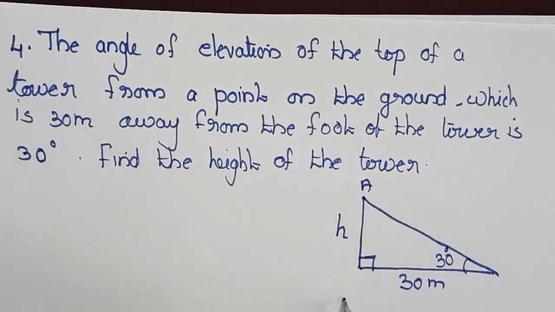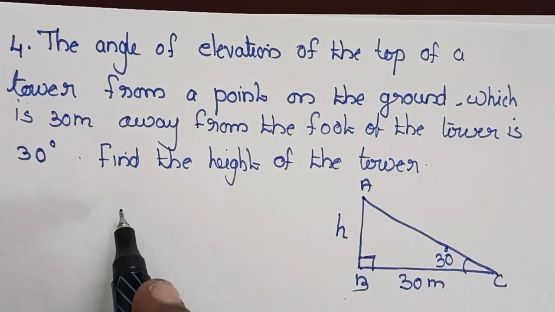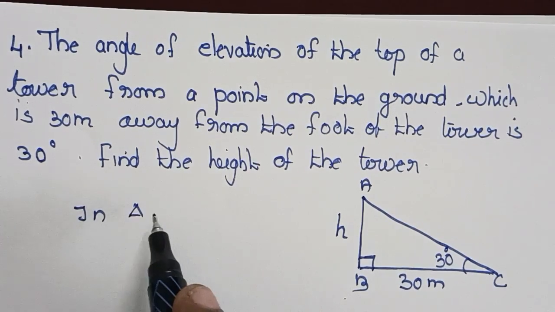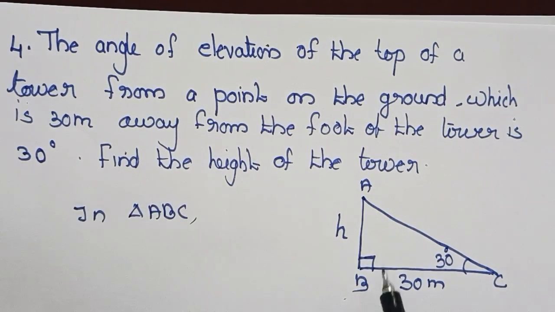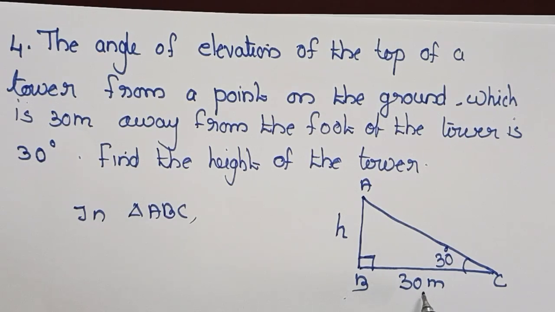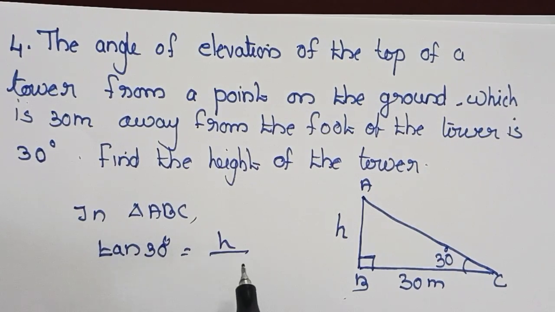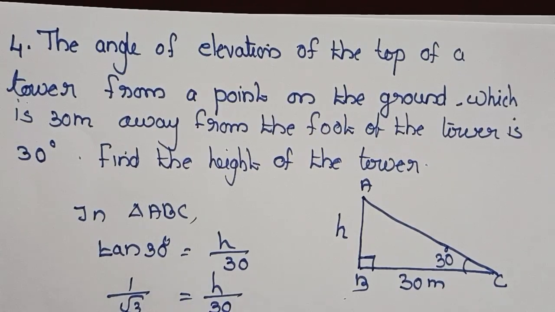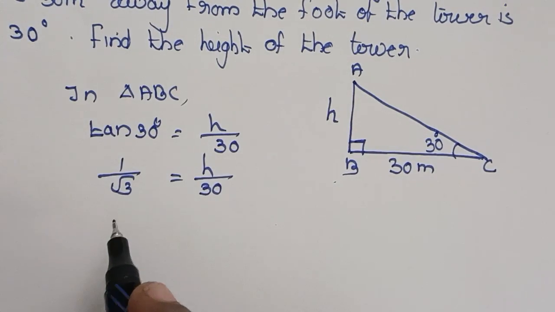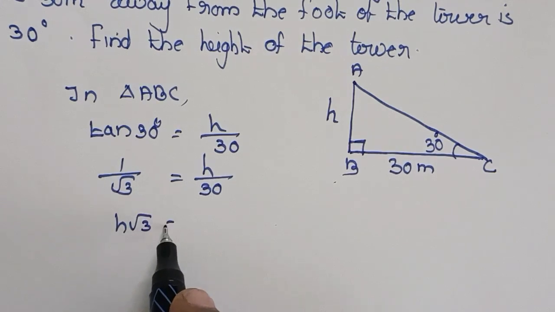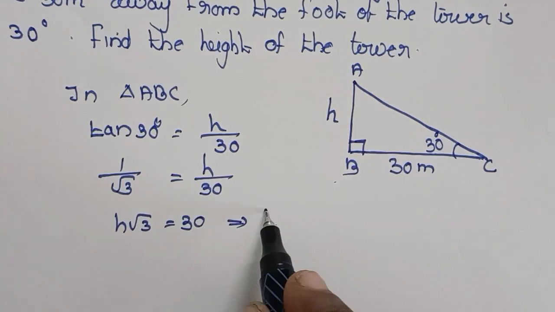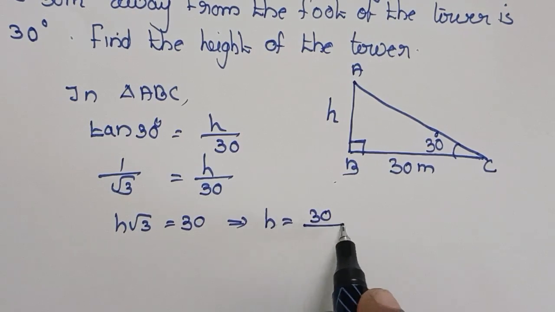Now take triangle ABC. In right triangle ABC, we have to connect opposite and adjacent side of angle 30 degree, isn't it? So take tan 30 degree. Tan 30 degree equal to opposite side h by adjacent side 30. Tan 30 is 1 by root 3, that is equal to h by 30. Cross multiplying we get h root 3 equal to 30, or h equal to 30 divided by root 3.